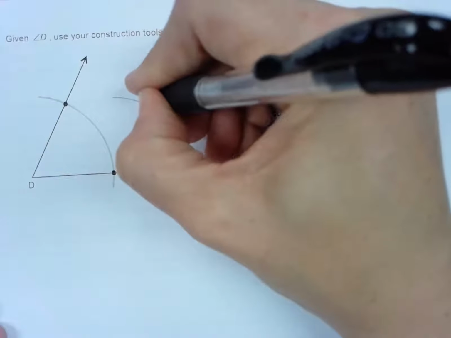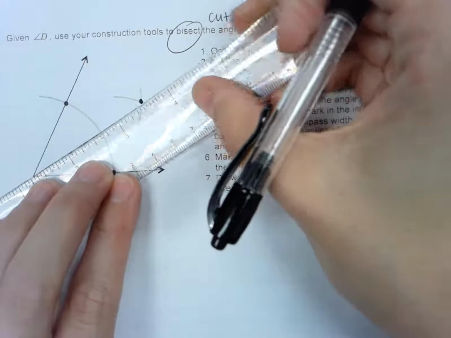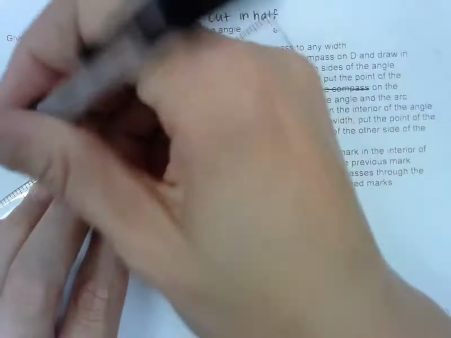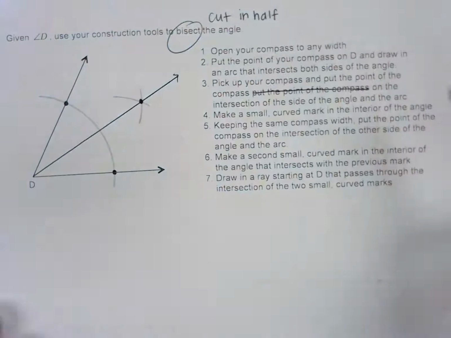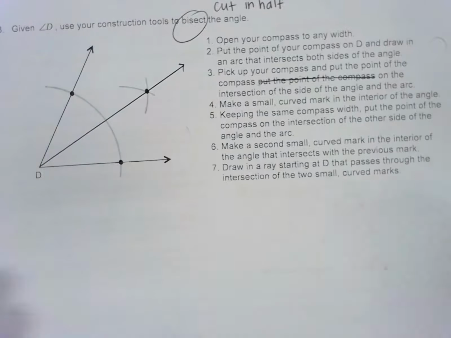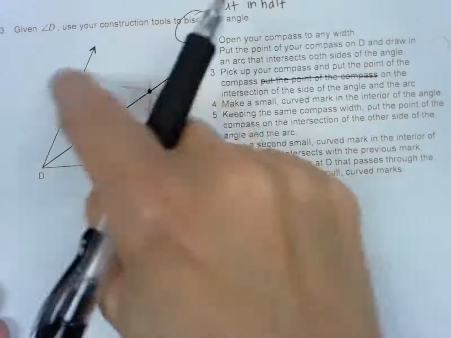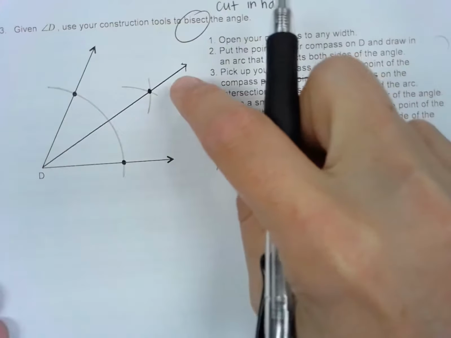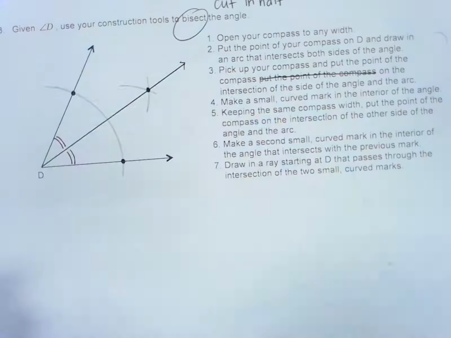So this point right here is the point that's on the ray that bisects the angle. So if you draw in a ray that starts at point D that passes through this intersection point right here, it cuts the angle in half. So one arc here, arc and arc, draw the ray that goes through that point. And so then this half of the angle is equal to this half of the angle. And so that ray bisects the angle.